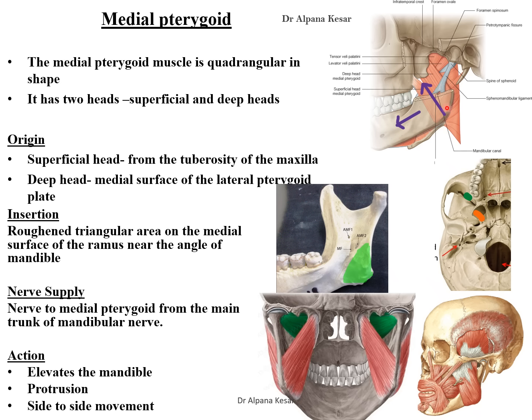The insertion of medial pterygoid muscle is in the rough triangular area on the medial surface of the ramus of the mandible, close to the angle of the mandible.